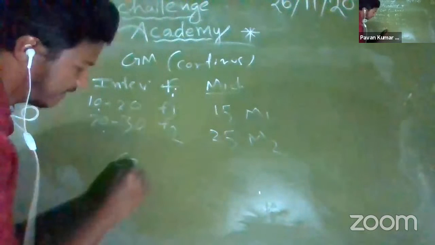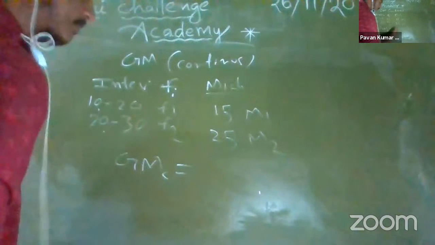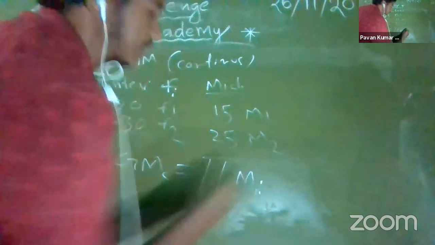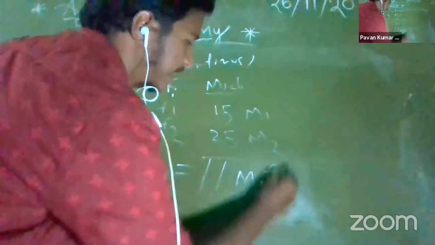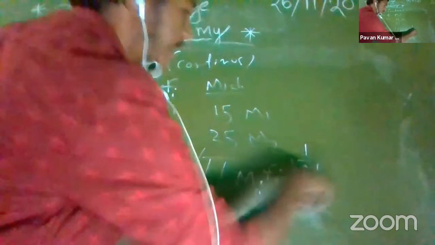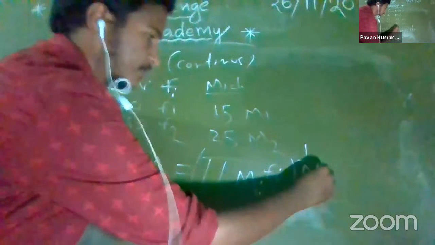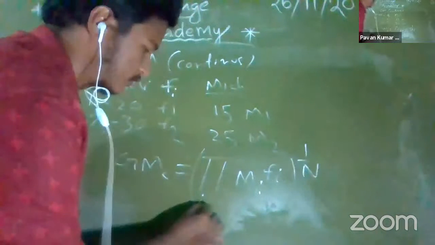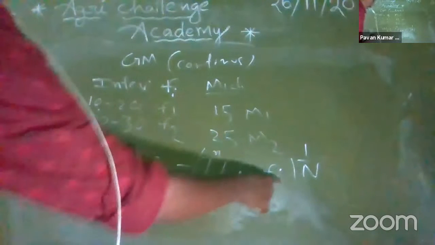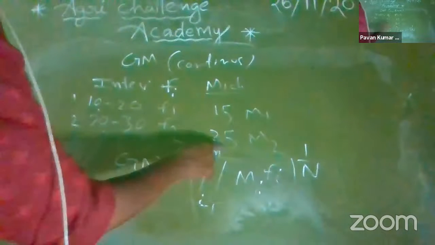Geometric mean for continuous data equals the product of Mi raised to Fi, whole to the power of 1 by capital N, with i equals 1 to small n. Small n means this is the first class interval, second class interval. If you substitute 1, you get this frequency; 2 means this frequency. Only up to small n.